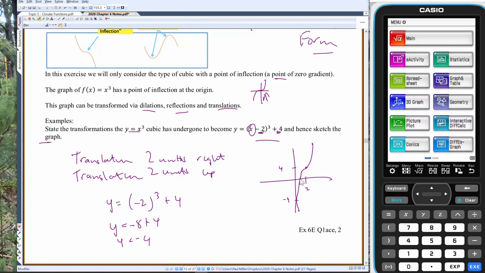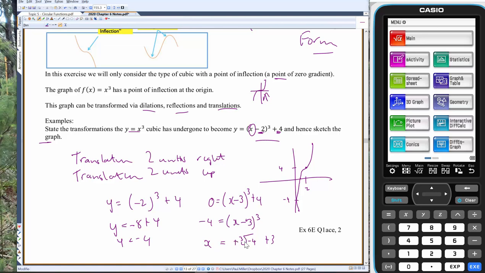Now I've got to get the x-intercept as well. So when does the x-intercept occur? Well, it's going to be when y is equal to 0. Okay, so let's take 4 from both sides. Now what I'm going to do is take the third root of both sides. So I'm going to get the third root of -4, and I'm going to add 3 to the result. And that's solving for x.